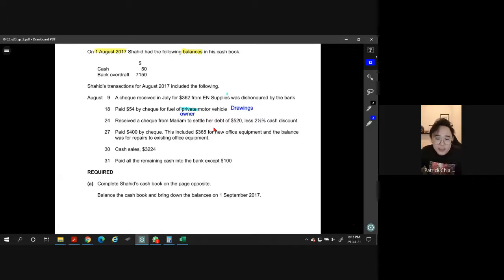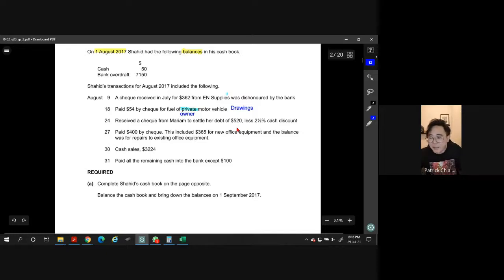So in total, 520 is the 100%. Obviously, because there's a 2.5% cash discount, we do not receive 100%. We receive only 97.5%. Can someone do the maths for me?